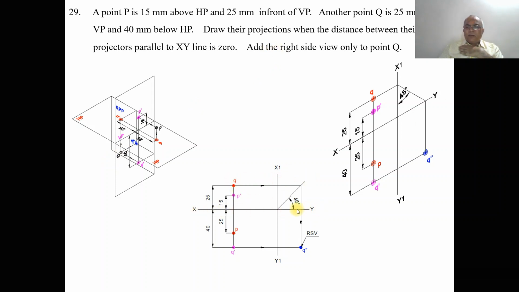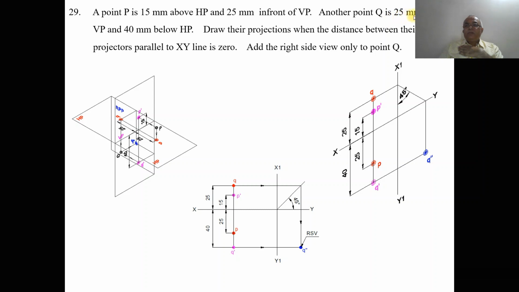First we will draw the XY line and the X1 Y1 line, and you take any distance with respect to the X1 Y1 line and draw a vertical projector. And then he says 15 mm above HP will come above the XY line. So from here you measure 15 mm and you mark this point as P dash, and 25 mm in front of VP will come below the XY line. Because HP is rotated down, P will come down. So from here you measure 25 mm, you mark this point as small p, which is 25 mm.